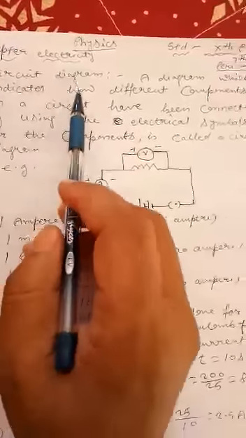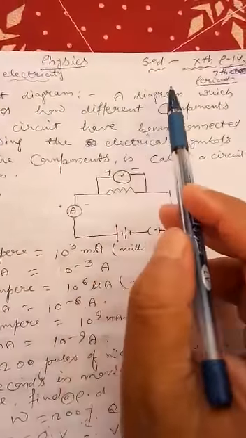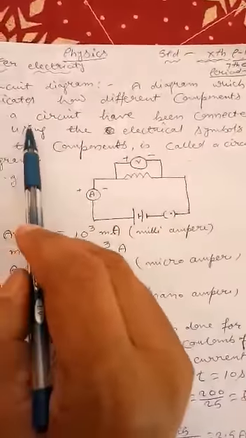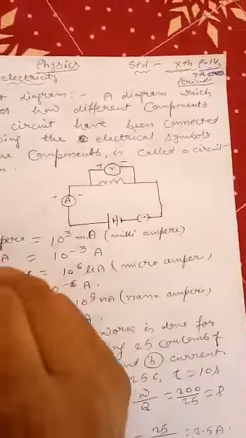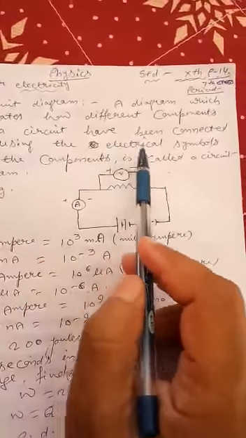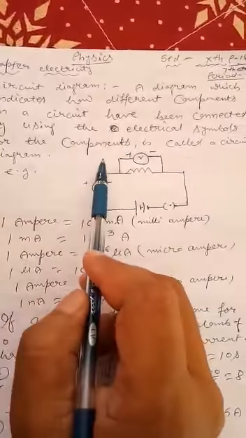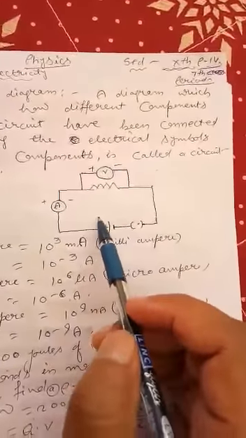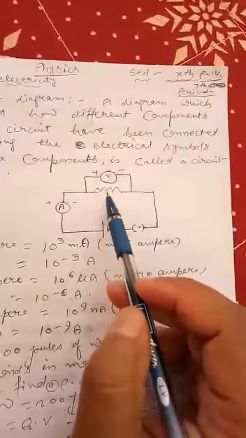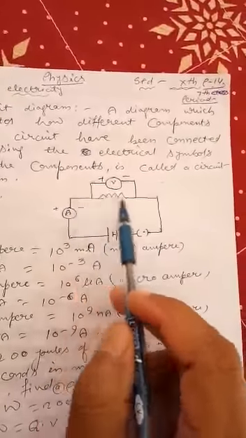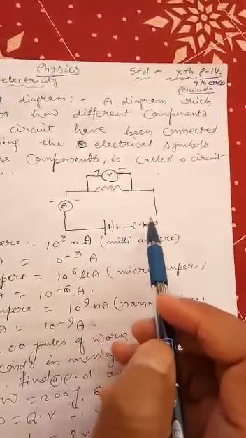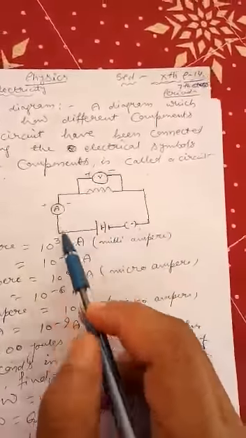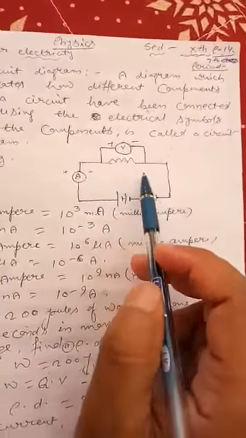Dear students, what is a circuit diagram? We can say a diagram which indicates how different components in a circuit have been connected by using the electrical symbols for the components is called a circuit diagram. For example, I have taken one example here. It is a conductor, ammeter, connecting wire, battery, switch, voltmeter. These components have been arranged like this. So this whole arrangement is known as a circuit diagram.